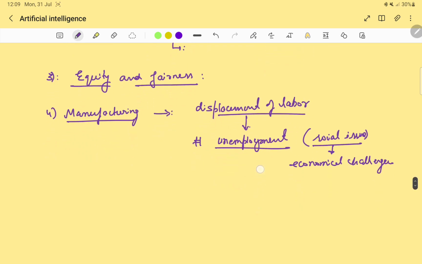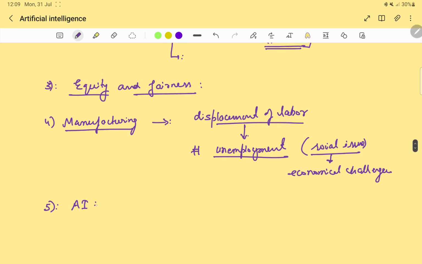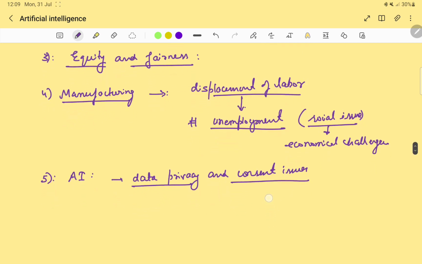Then also there is the use of artificial intelligence in the field of, let's say, environment, or in entertainment. So broadly, because of data privacy and consent issues, they are grossly violated. So these are the broader ethical issues and some of the real issues in the use of artificial intelligence in various sectors.